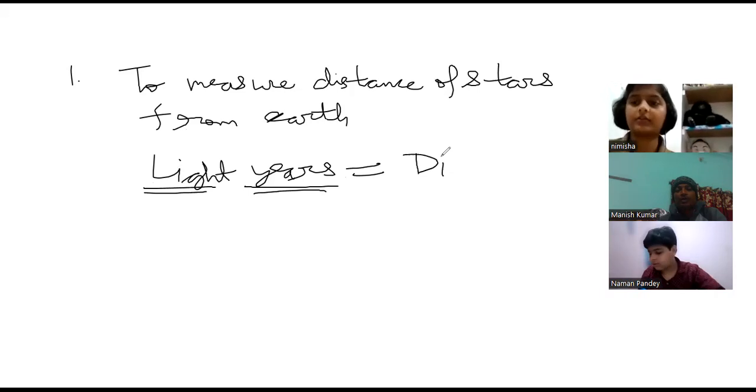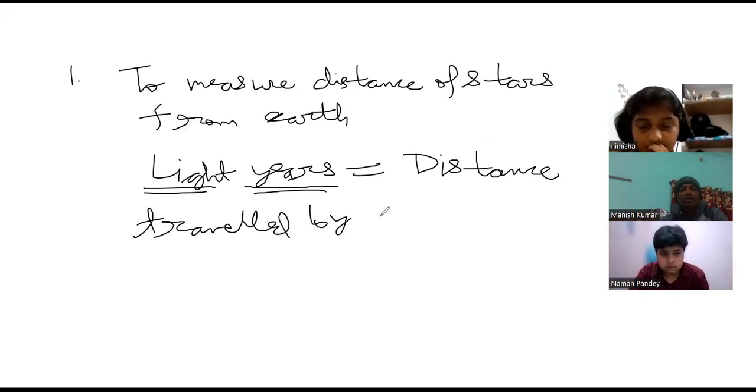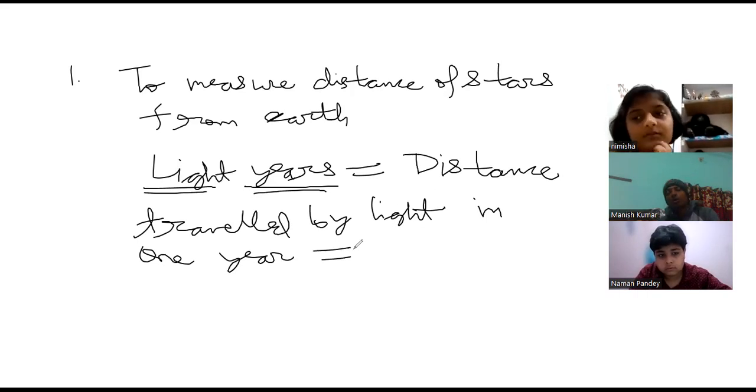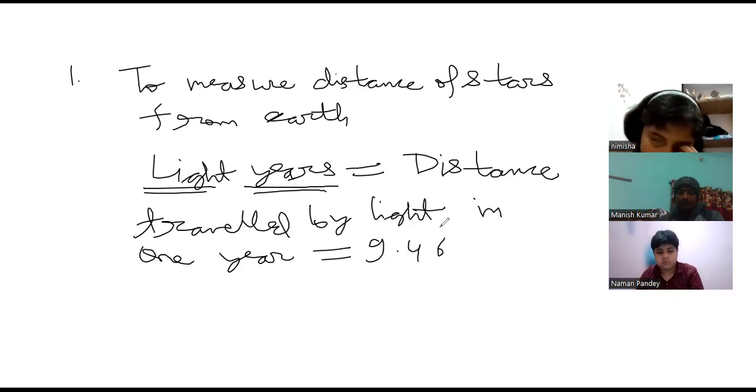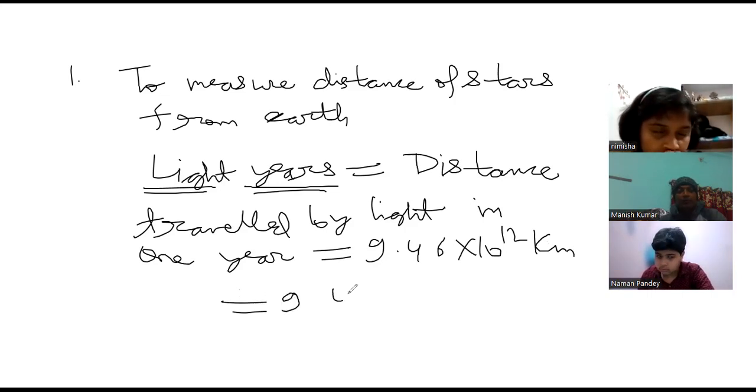We can write it as distance traveled by light in 1 year. Which is equal to, are you aware of the value, Nimisha? No, sir. Write it somewhere: 9.46 into 10 to the power 12 kilometer, or you can write it as 9.46 into 10 to the power 15 meters.